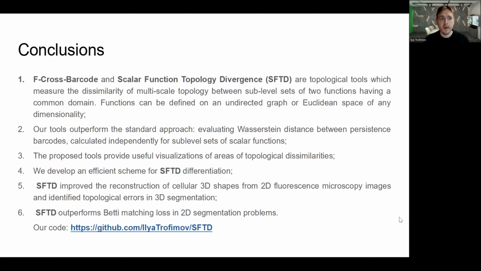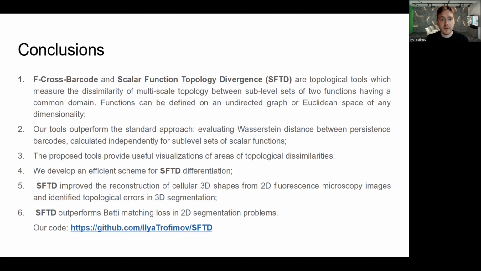To summarize, F crossbar code and scalar function topology divergence are topological tools which measure the dissimilarity of multi-scale topology between sublevel sets of two functions having a common domain. Functions can be defined on an undirected graph or Euclidean space of any dimensionality. Our tools outperform the standard approach, evaluating Wasserstein distance between persistence barcodes calculated independently for sublevel sets of scalar functions. The proposed tools provide useful visualizations of areas of topological dissimilarities.